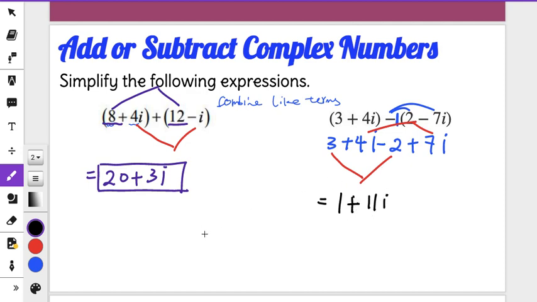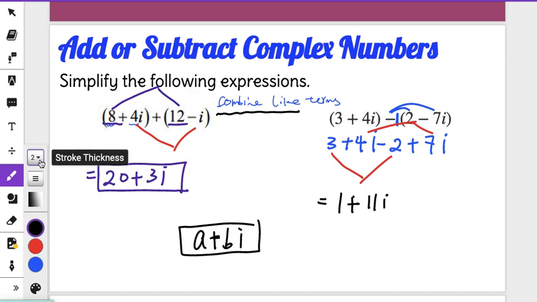Also, just to let you know, we prefer to keep our final answer in a plus bi format, which is the real part and the imaginary part. This is how we express the answer. Okay, so that's adding and subtracting. As you can see, the only skill we apply here is combining like terms. Next, we are going to work on a different example for multiplication.